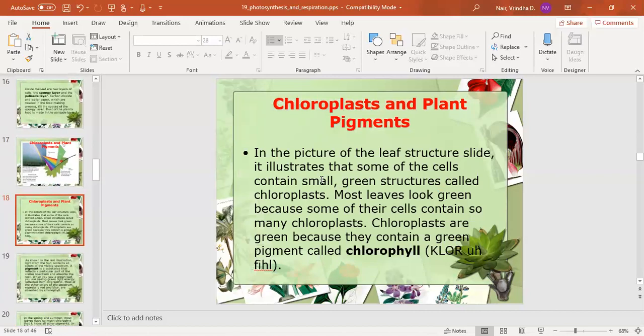Now, chloroplast and the plant pigment. In this picture of the leaf structure slide, it illustrates that some of the cells contain small green structures called chloroplasts. Chloroplast is the green substance inside the leaf, because of which the leaves are able to produce food and able to gather the energy from the sun. It's because of chlorophyll and chloroplast that they're able to gather the energy from the sun and use that energy along with nutrients and water to create food in the plant, which is nothing but sugar.